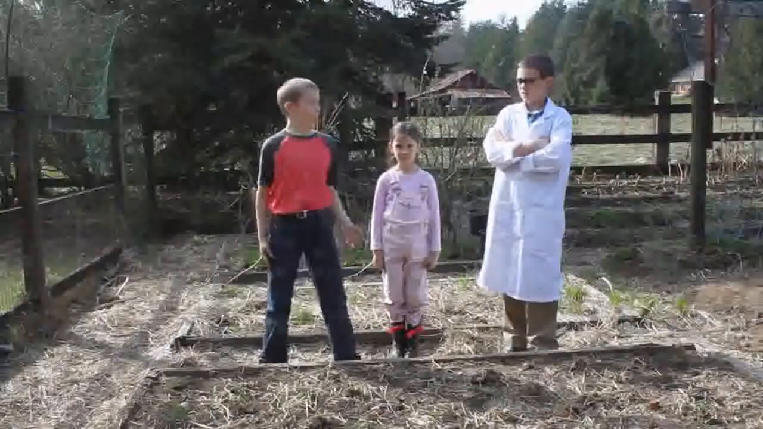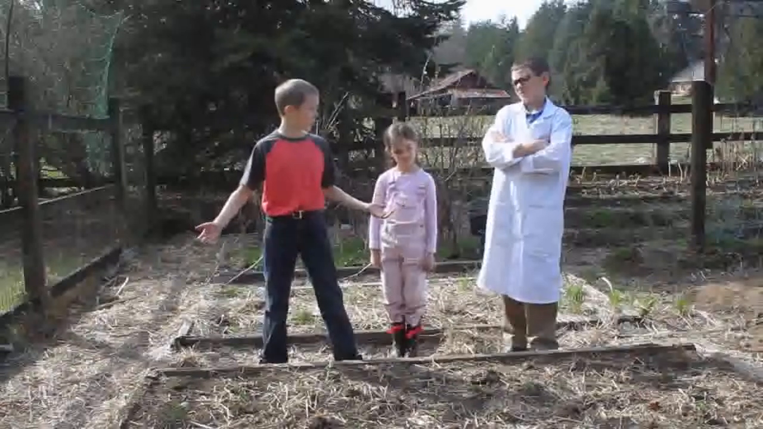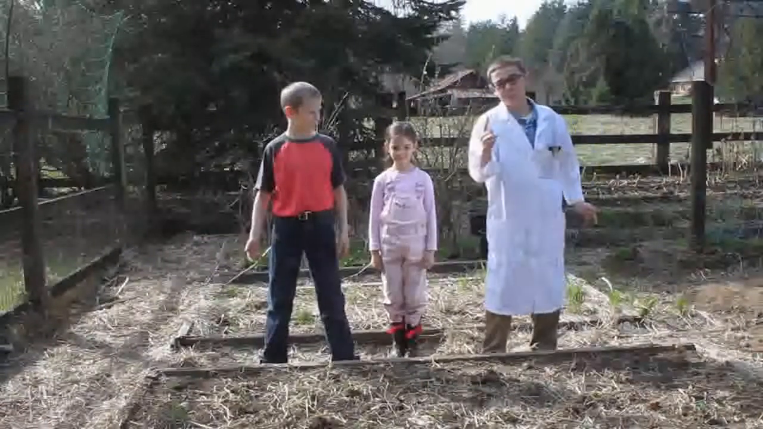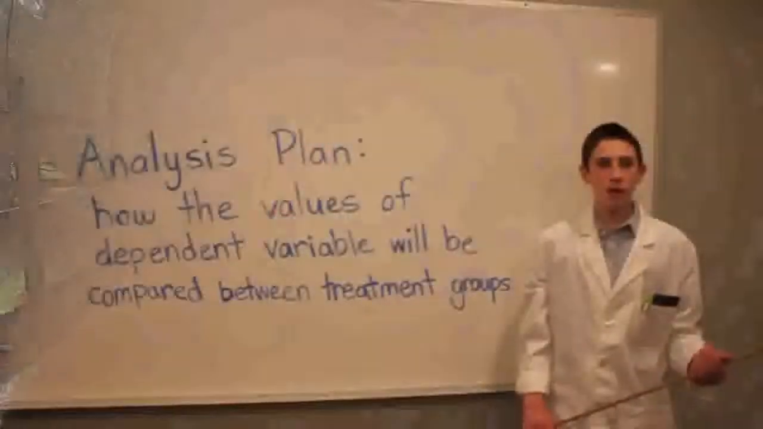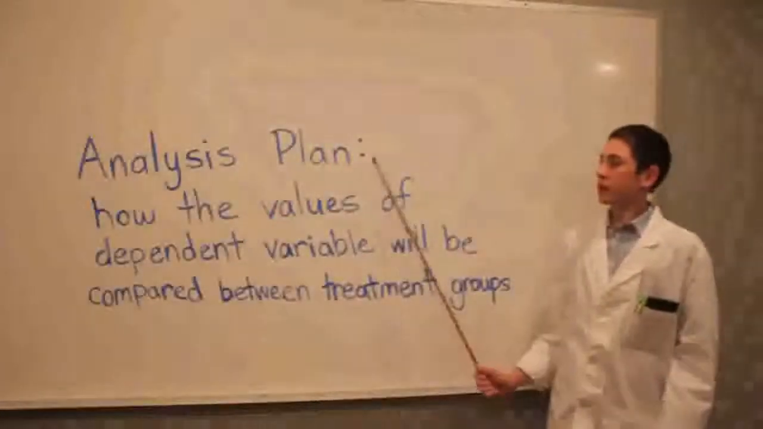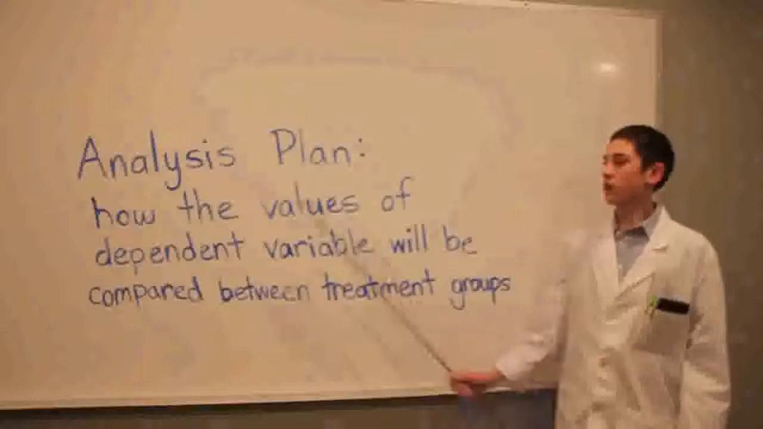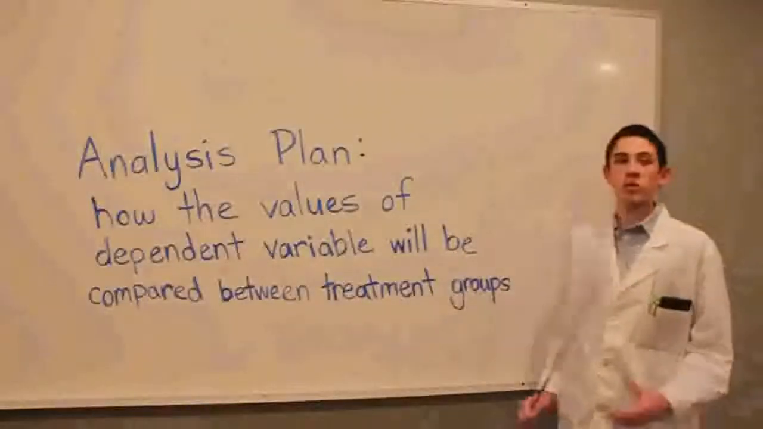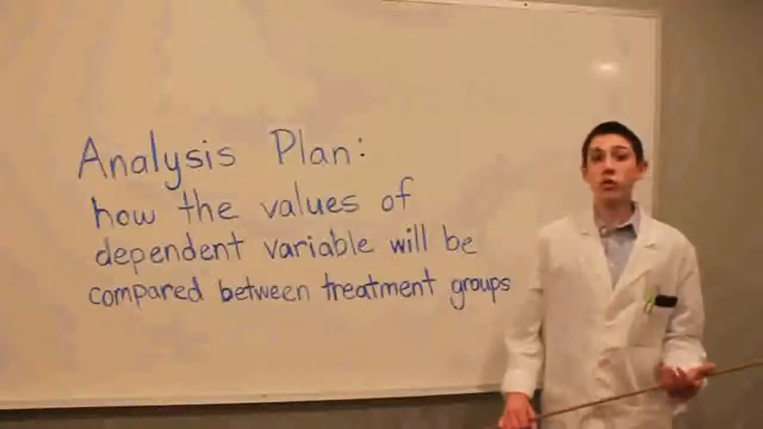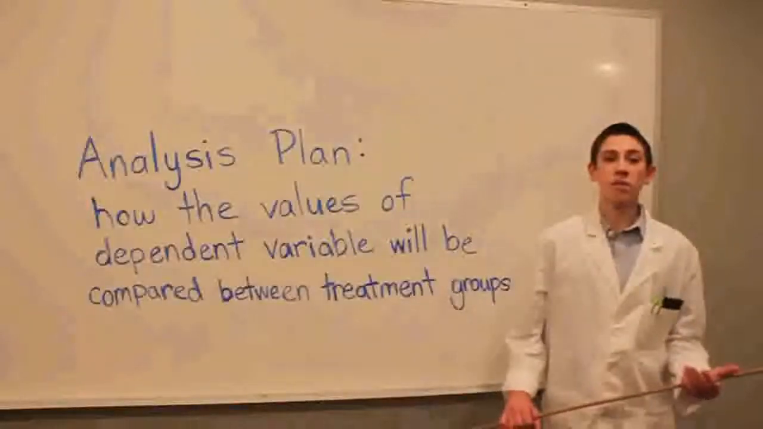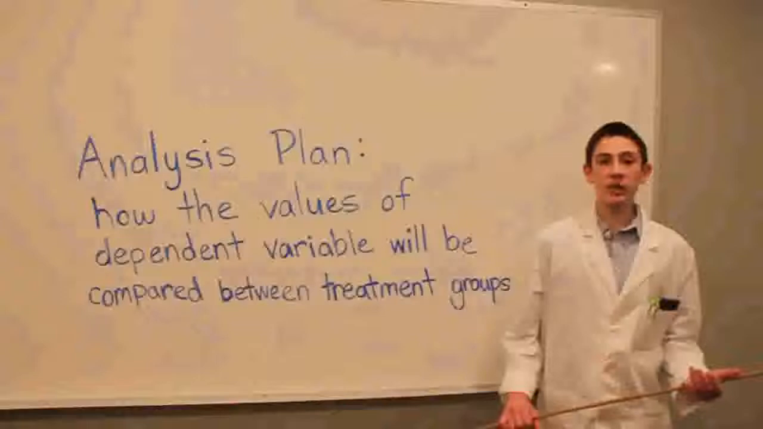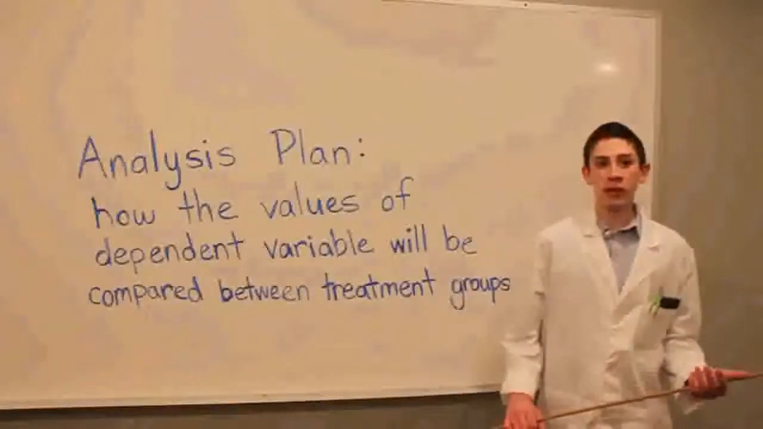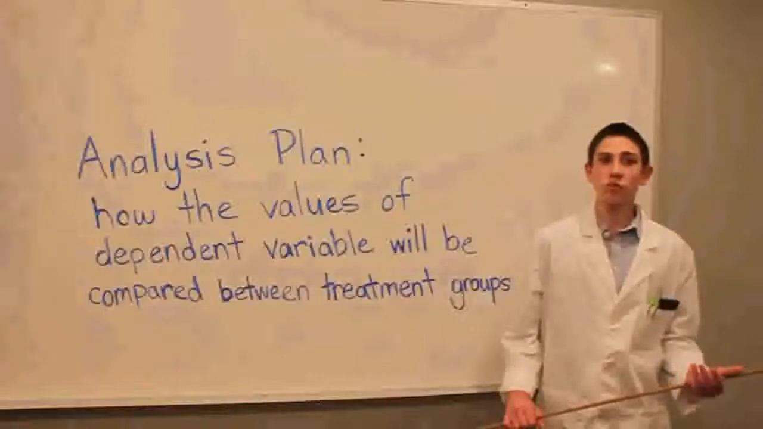So, I have a hypothesis. I know all my variables. Do I need anything else? You sure do. You need an analysis plan. The analysis plan is the description of how the values of the dependent variable will be compared between treatment groups. For example, you could compare the average number of strawberries from plants that get watered every day to the average number from plants that get watered only when it rains.